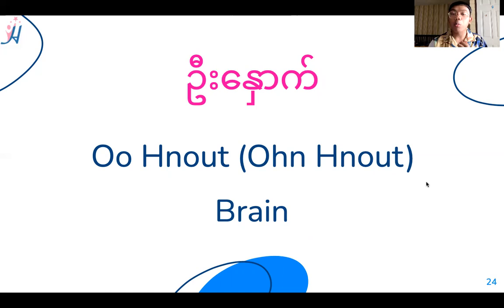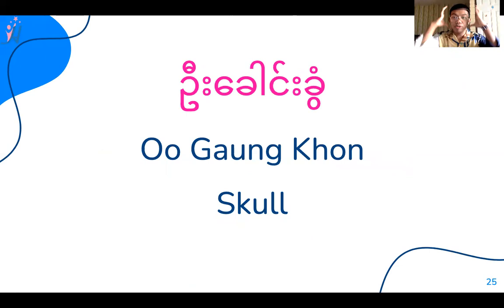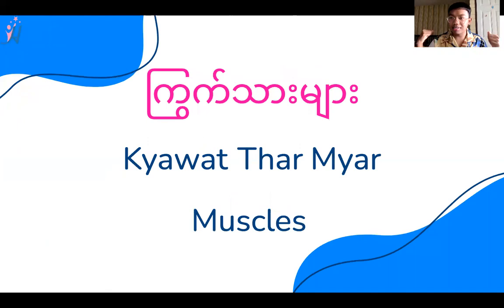So after brain, we have a skull which protects our brain. So u gang kong, right? So u gang basically means head. Kong means something like an outer shell. So skull, right? For the human body, skull. So u gang kong for skull. Okay, next one, muscles.